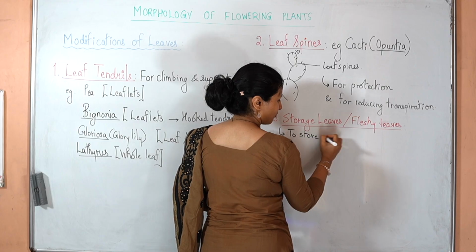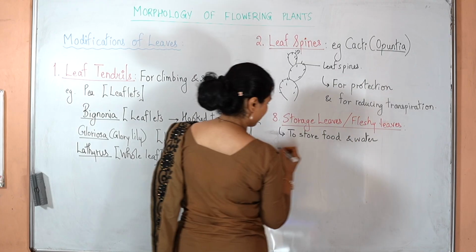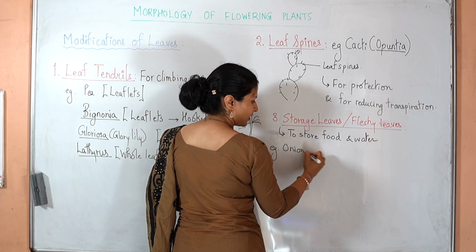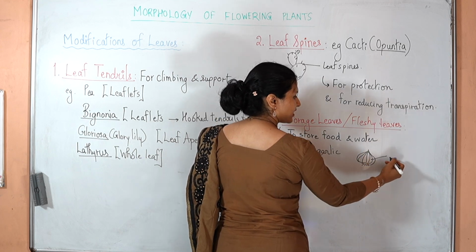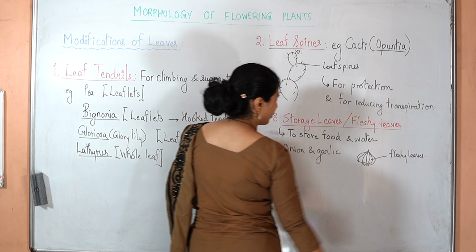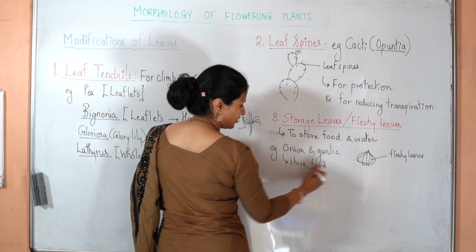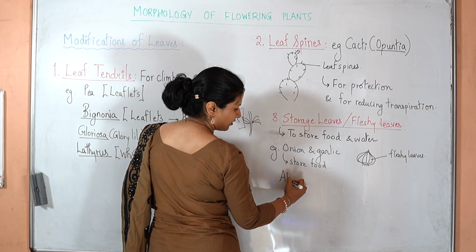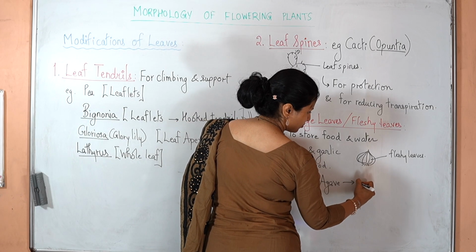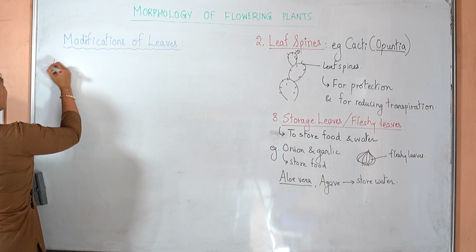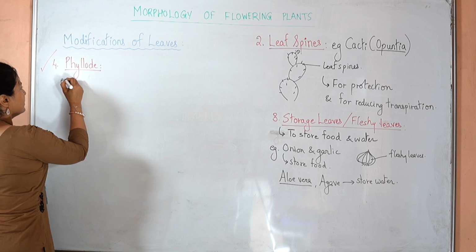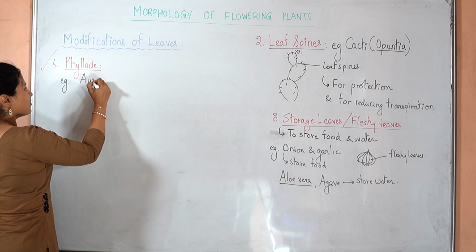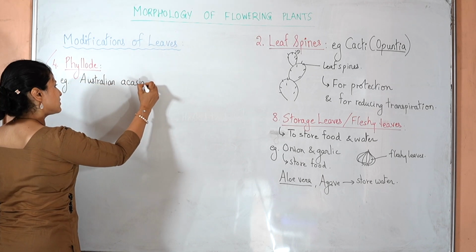For example, in onion and garlic, these structures that you see, these fleshy things, are actually the leaves, and they are modified to store food. In other plants such as aloe vera and agave, they are known to store water. Number 4. This is an important example. This one is called phyllode. This is seen in a plant called the Australian acacia, which is a huge tree.